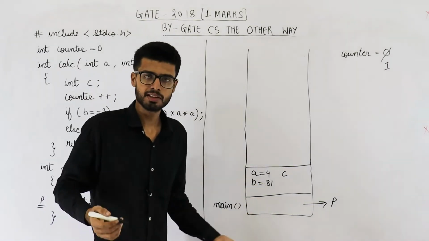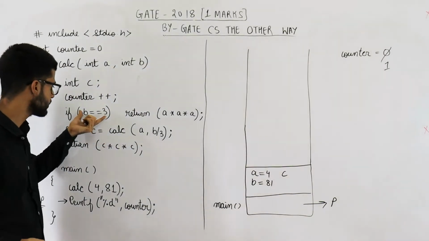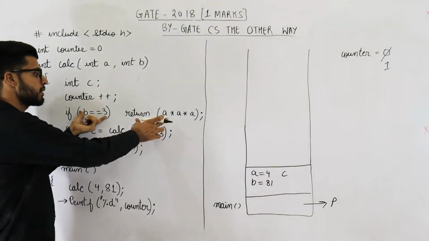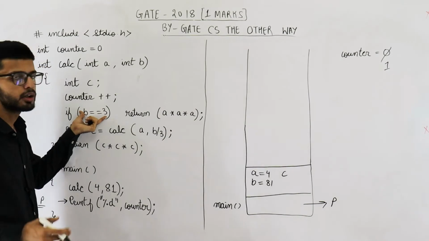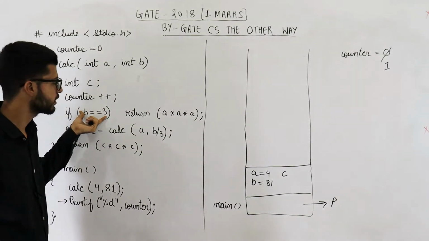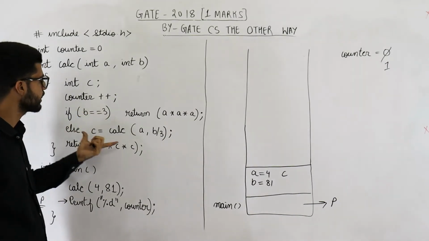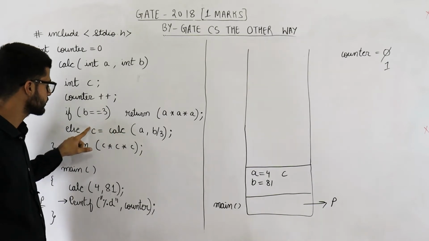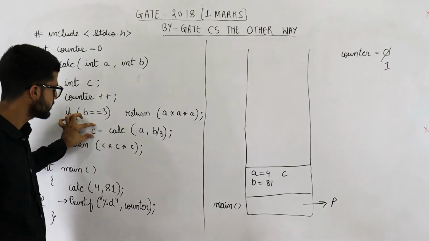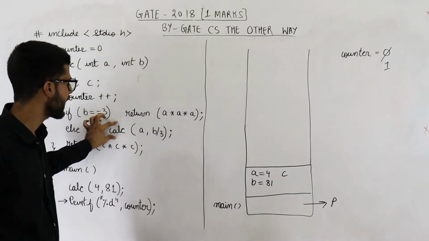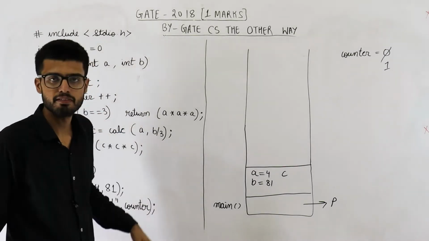B is not 3, B is actually 81. So this if condition is false. That means this line will not be executed. You will execute the line present after else. So this is else and this is the else block. That means this line will be executed. It says C is equal to calc A comma B divided by 3.